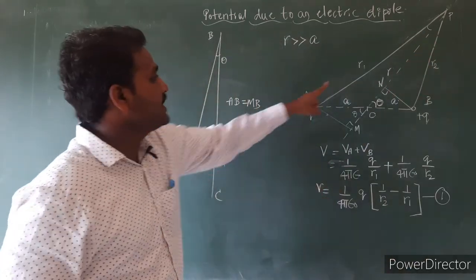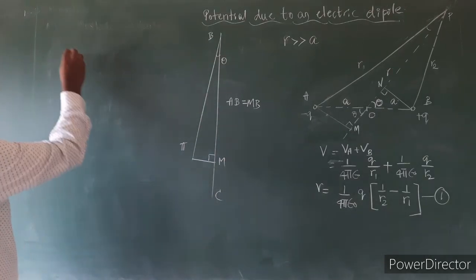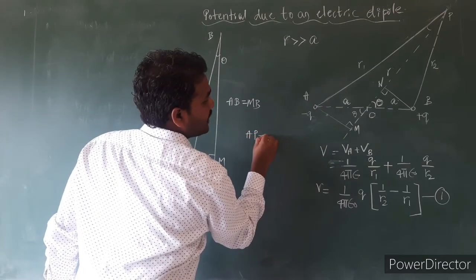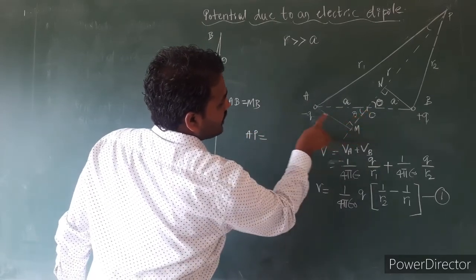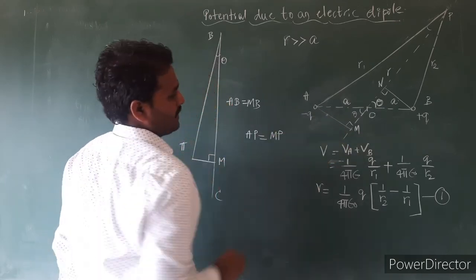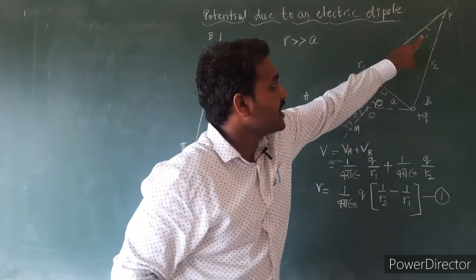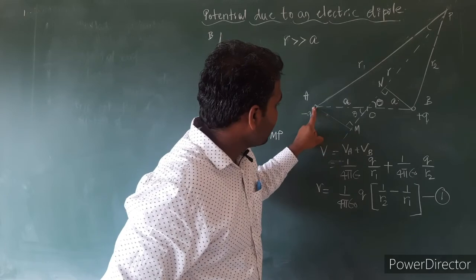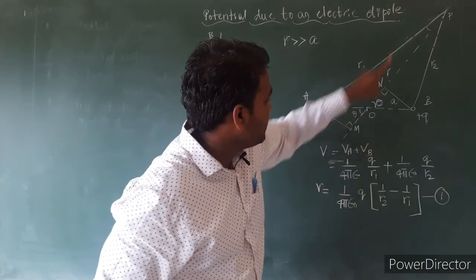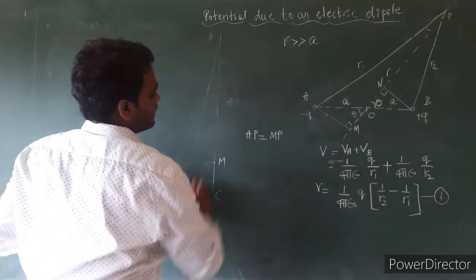So by comparing these two lines with these two lines, I can simply write here, see here, A to P is almost equal to what? This perpendicular line is up to M, so I can write it as M to P. These two lines AP and MP are making a very small angle, and this angle AMO is 90 degrees. So I can write AP is equal to MP. This is the basic consideration.